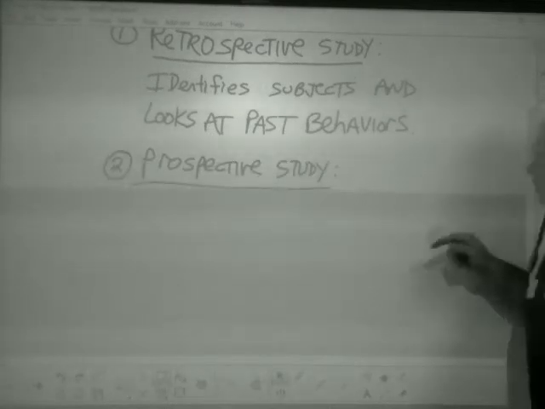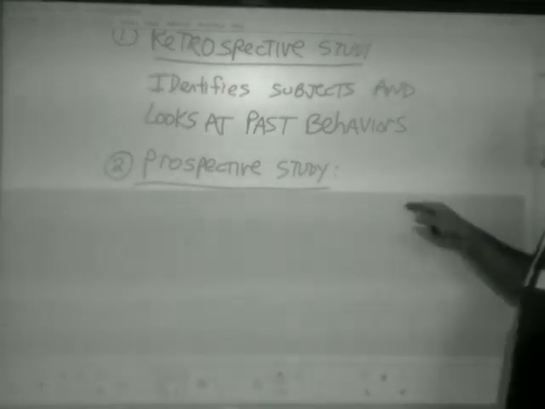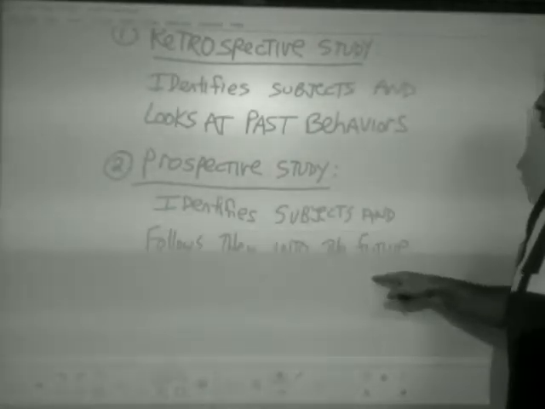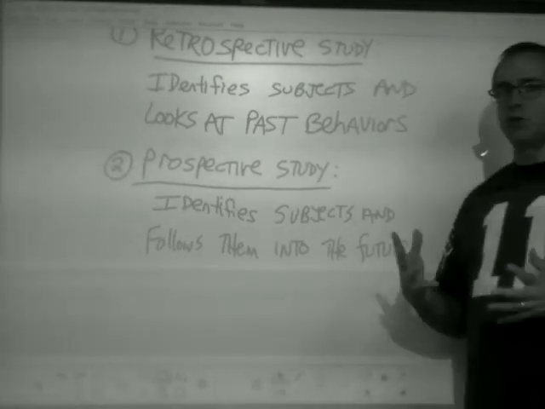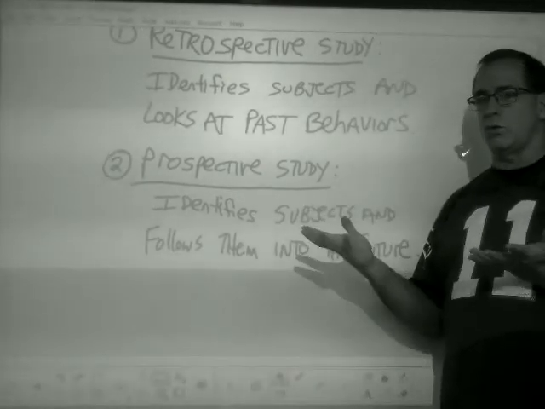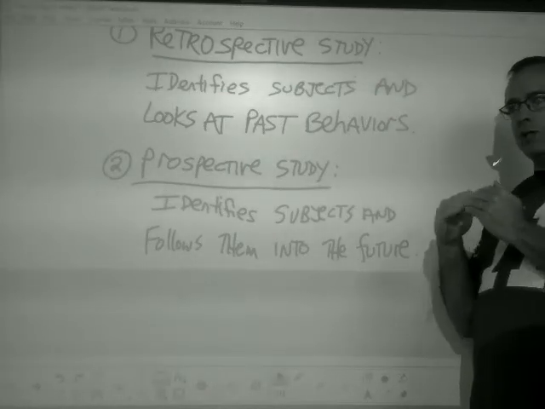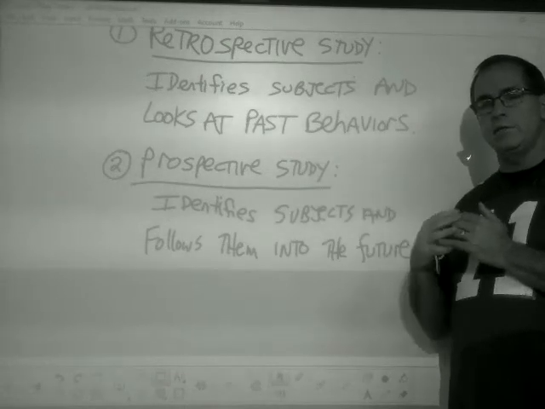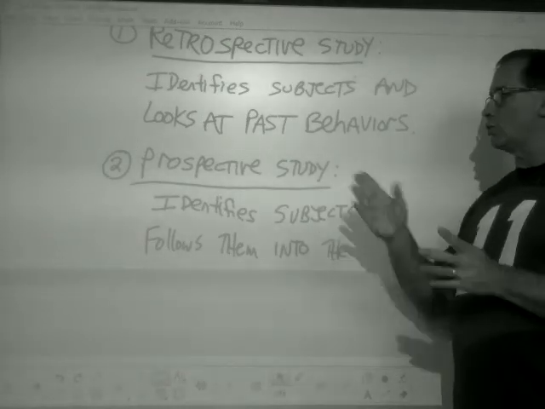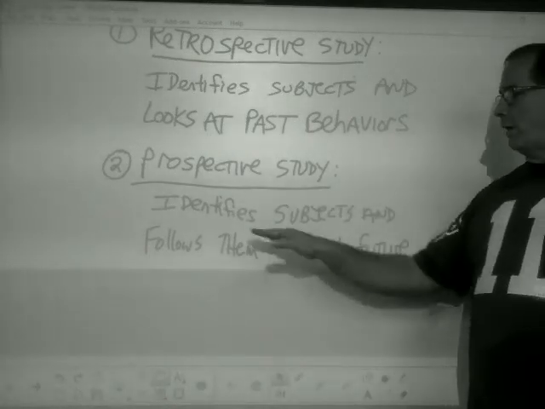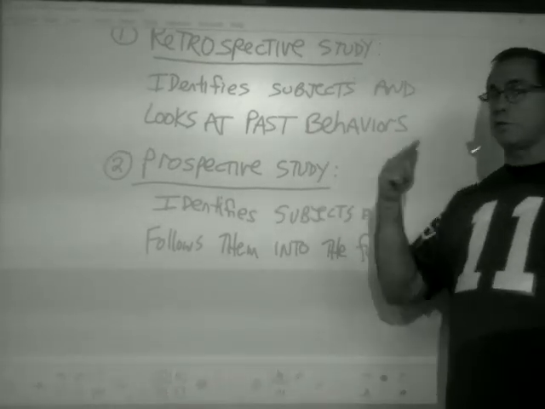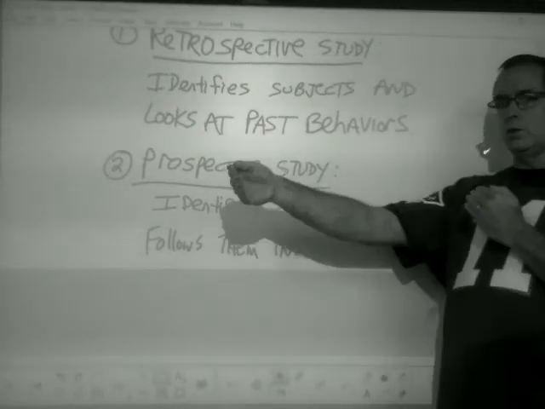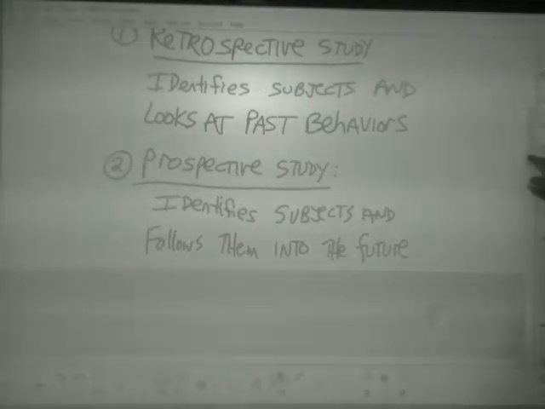The other type is called prospective. In a prospective study, you still identify who you're going to study, but now you follow them into the future. So you might identify healthy 25-year-olds, and then you watch in the future what happens to them, maybe based on what they eat, where they live, anything like that. So in prospective, you identify, and then you follow them into the future. It could be following them just for a day, but you're not looking at past behaviors. You're just starting now and looking at what's ahead going forward.